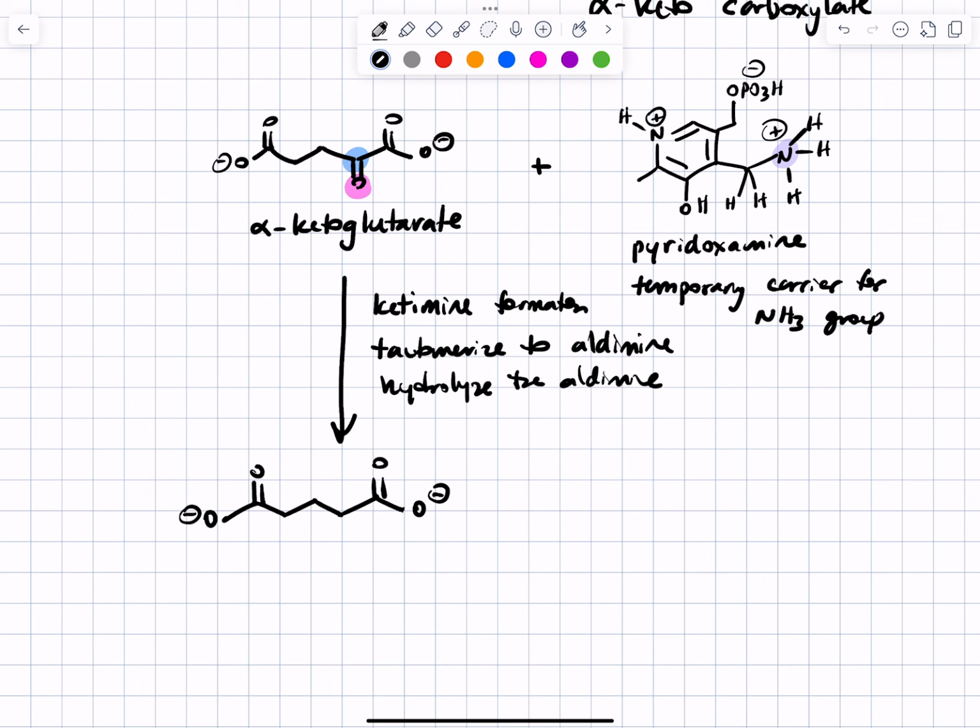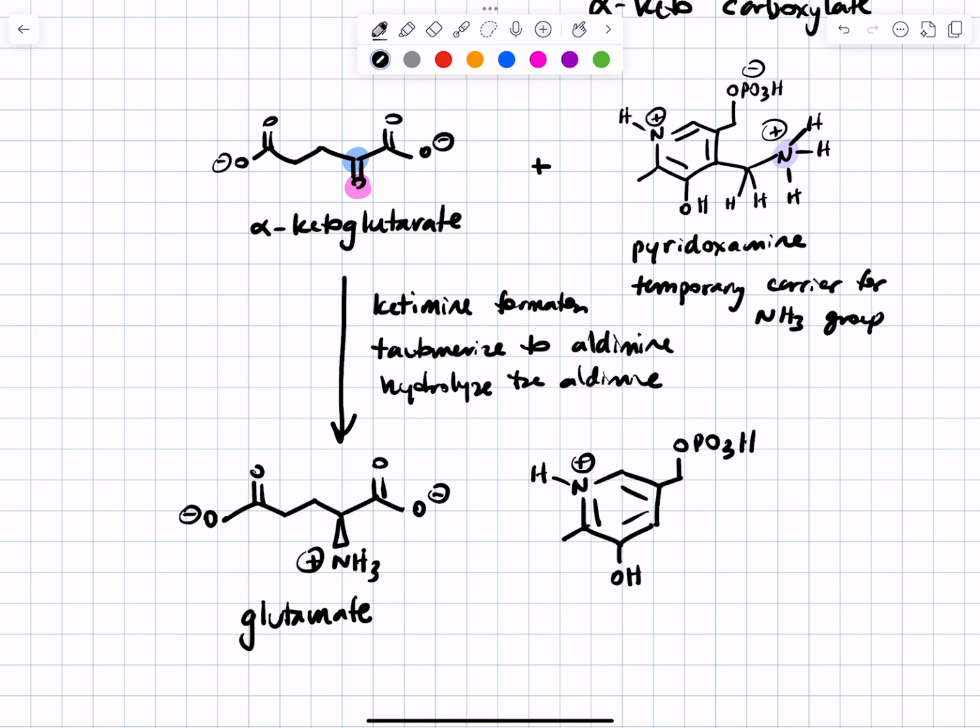Let me get the stereochemistry right. This is the amino acid glutamate, and that's going to restore over here the aldehyde on PLP. So PLP is a temporary carrier for amino groups, and it will deliver the amino group to glutamate, which is used for system-wide NH3 group transport.